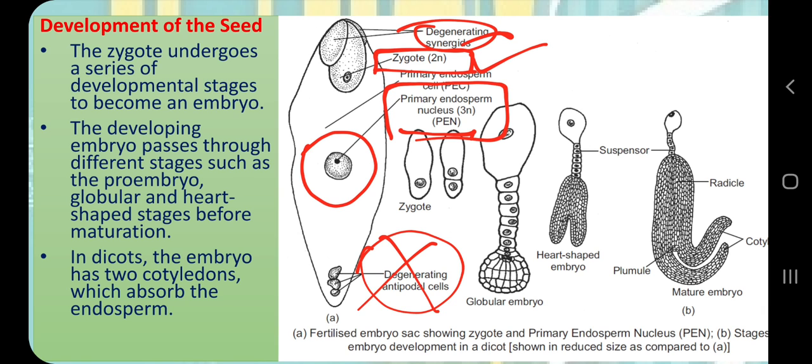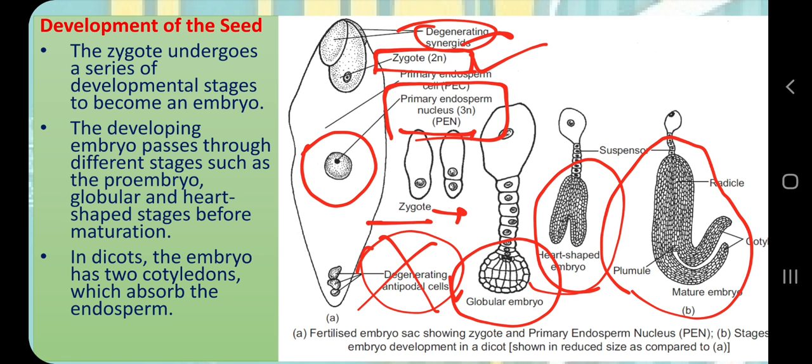Now the zygote will be the first cell of the sporophytic plant. What is a sporophytic plant? The plant which has diploid cells. So it will divide mitotically. The zygote will divide and divide, and finally it will form this globular structure, heart-shaped structure, and torpedo-shaped structure. So these are the different shapes during plant embryo development.